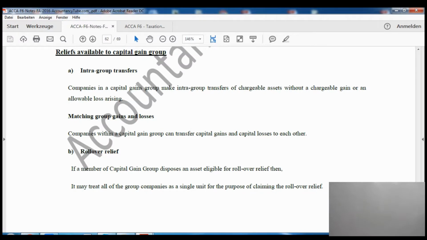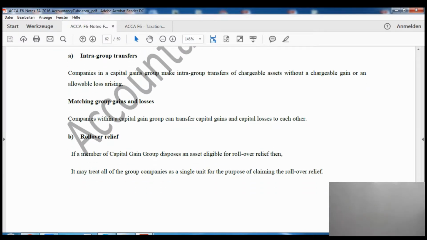Now, reliefs available to the capital gains group: intra-group transfers. So within the capital gains group, if anything is being sold for capital gains purposes, it will be disregarded. There will be no capital gains. Companies in a capital gains group make intra-group transfers of chargeable assets without a chargeable gain or allowable loss arising.